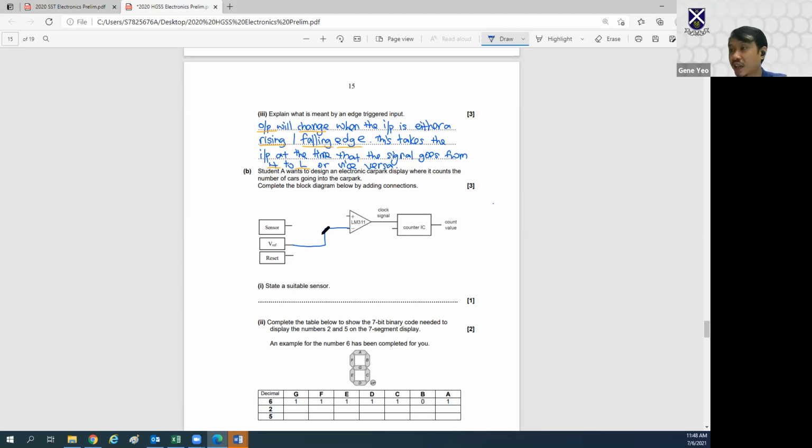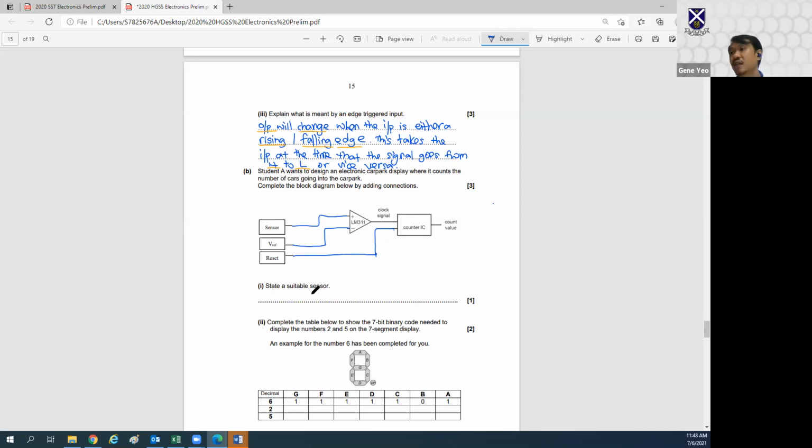So let's avoid that. Very simply, what we can do is do this. The sensor goes into the non-inverting and the reference voltage goes into the inverting. Just keep it simple. Okay, next, we also need to be able to reset the count value. So there seems to be an input here. They did not specifically say what the input is, but we only have to assume that this input is to reset the counter IC. Okay.